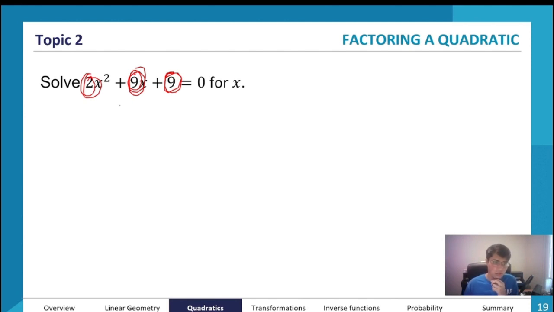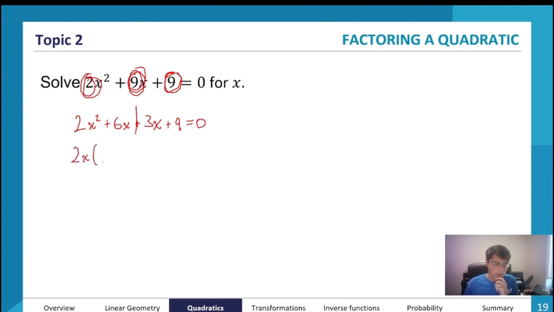What we then do with those numbers is use them to split up this middle x term. So we start off by writing 2x squared plus, and remember our special numbers here are 6 and 3, so we write 6x plus 3x plus 9 is equal to 0. What we do next is split the equation in half. We look at this first side: 2x squared plus 6x. Is there a common factor there? In this case, yes, and that common factor is 2x.